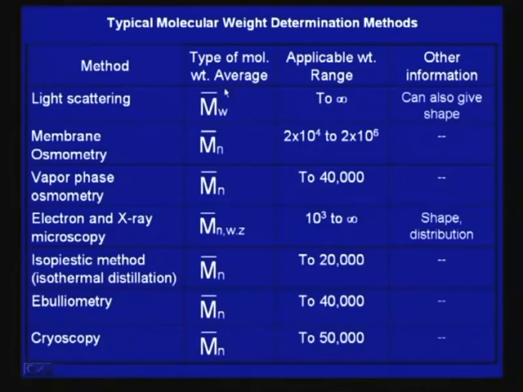Now, there are various techniques, as I mentioned, for the determination of molecular weights. Here is a table which shows the different techniques like light scattering, membrane osmometry, vapor phase osmometry, electron and X-ray microscopy, isopiestic method, that means isothermal distillation, ebulliometry, boiling point elevation, cryoscopy, freezing point depression. The range of molecular weights which are sensitive to each of these techniques is shown over here. So, from this you can select. For very high molecular weight, say ebulliometry cannot be suitable, whereas for low molecular weight membrane osmometry cannot be suitable.